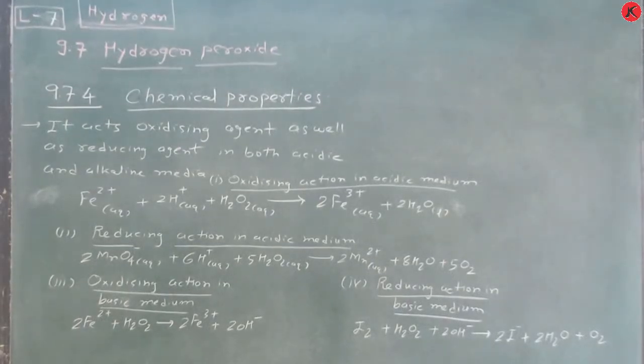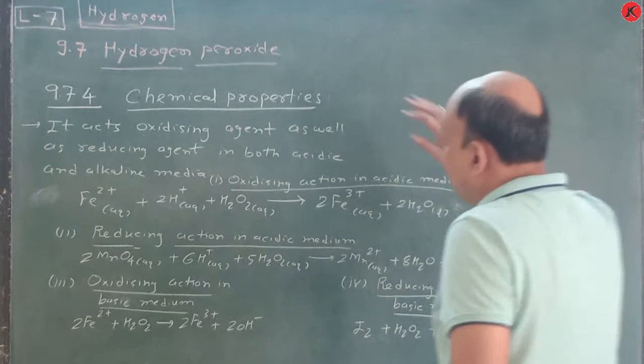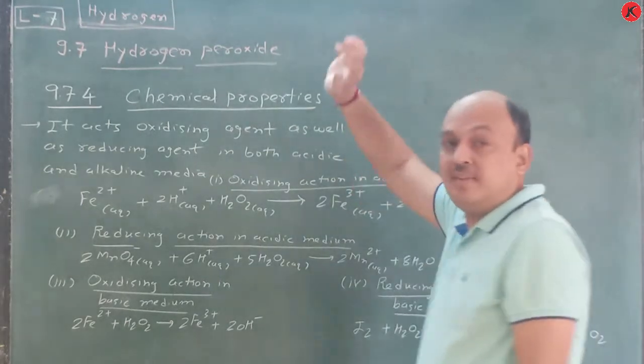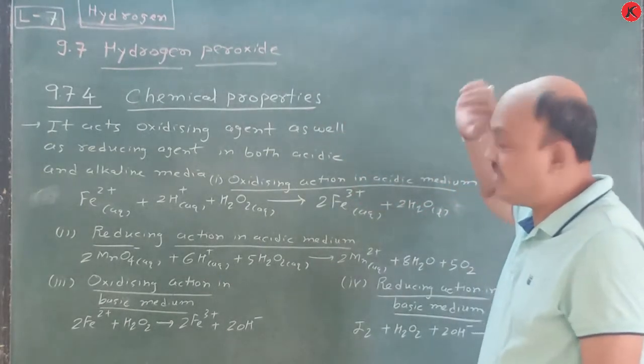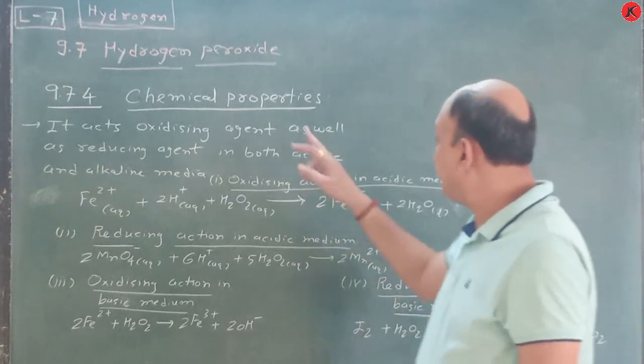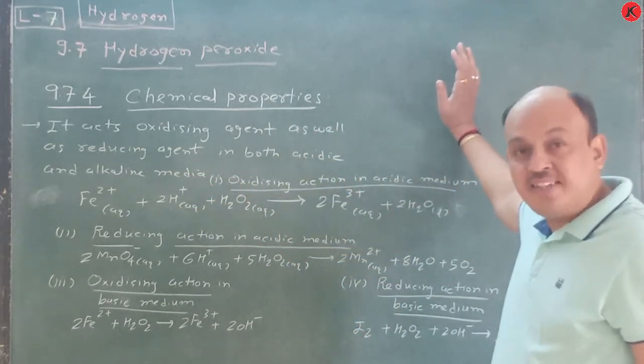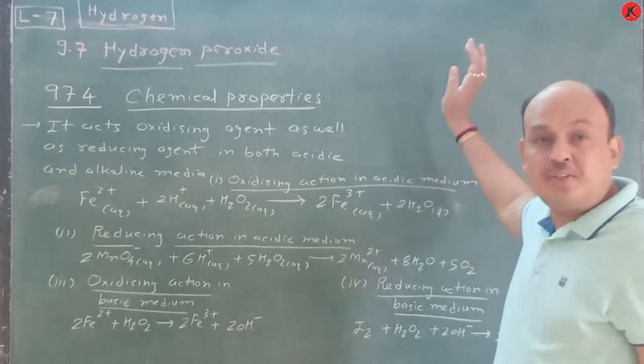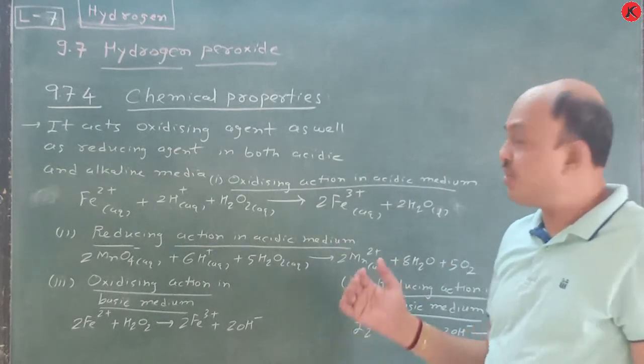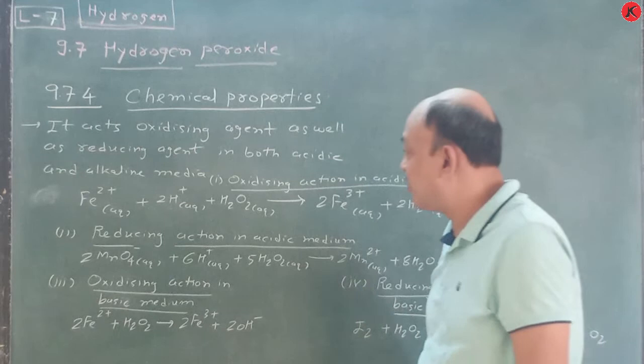So here are the chemical properties of hydrogen peroxide. Just giving information regarding this. It acts as an oxidizing agent as well as a reducing agent in both acidic and alkaline medium, which you already learned in redox reactions. There is also a reaction of H2O2, hydrogen peroxide.